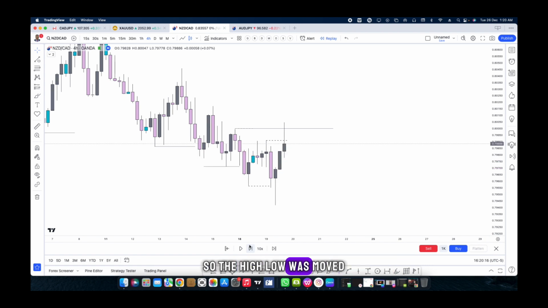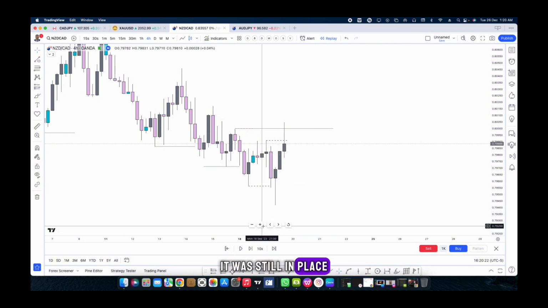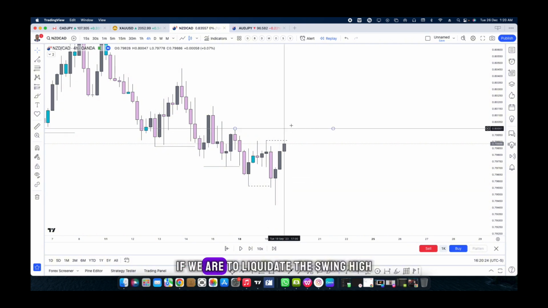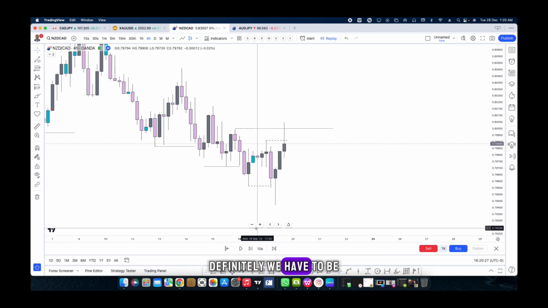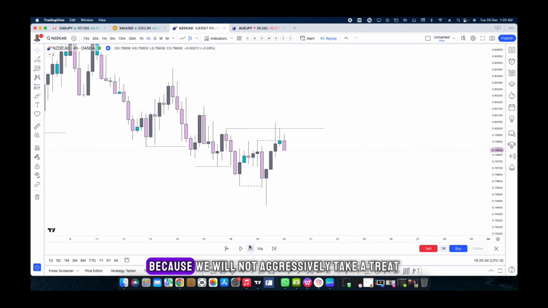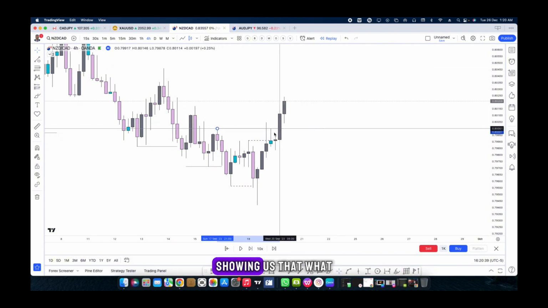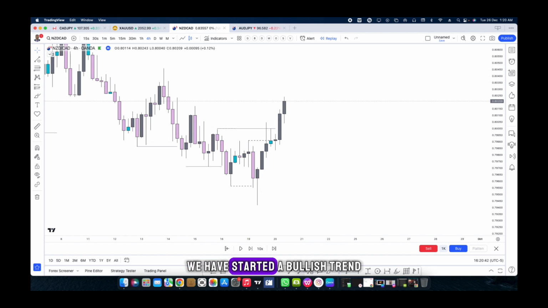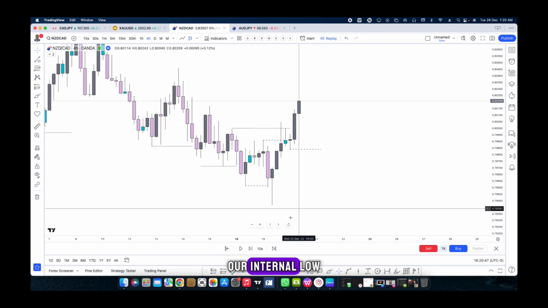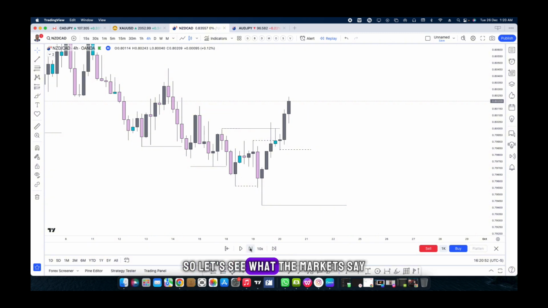So that low was moved, and the swing high was not moved. It was still in place. But probably if we are to liquidate the swing high, definitely we have to be conscious of whatsoever trade we are going to be taking as a sell. We have to be conscious, because we will not aggressively take a trade. So we aggressively broke the zone, showing us that we have started a bullish trend, and this becomes our internal low, and we have our swing structure. So let's see what the market is saying.